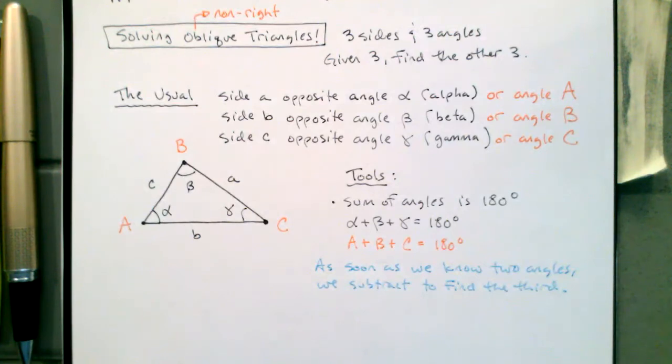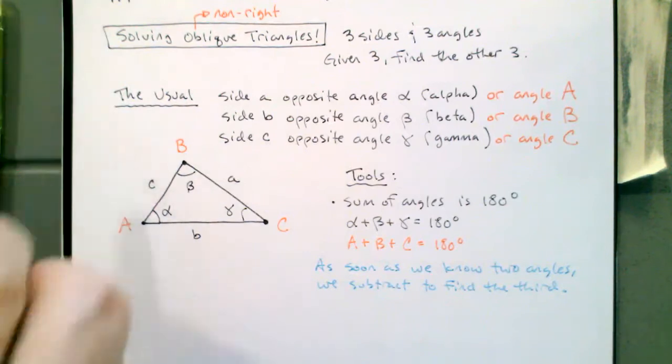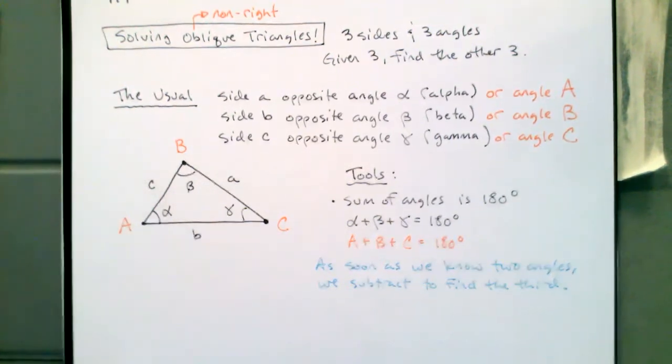But we're going to need a new set of tools. The other tools that we have, the Pythagorean Theorem and the right triangle trigonometry definitions, those are off the table because they require a right triangle and a hypotenuse. So we need some more tools. My favorite tool to introduce next is called the Law of Cosines.